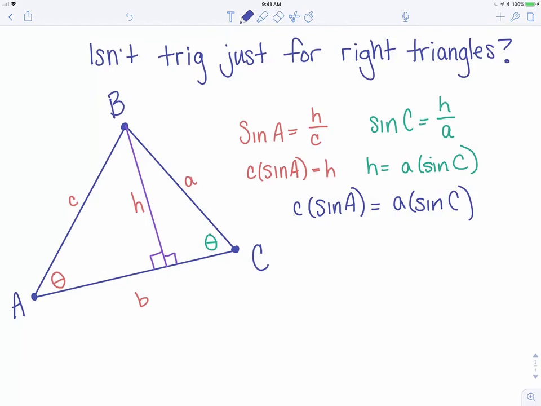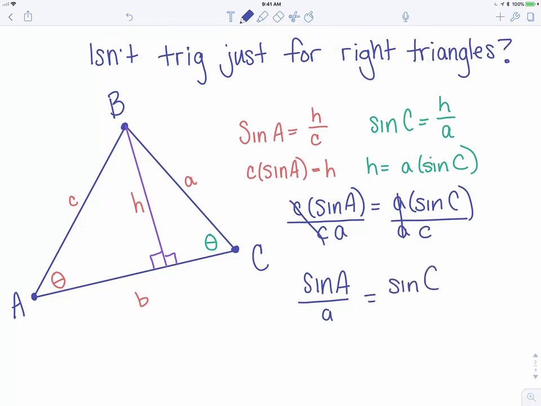So what I can do at this point is divide both sides by little c, and I can also divide both sides by little a. And so what I end up with is the sine of angle A divided by little a is equal to the sine of angle C divided by little c.